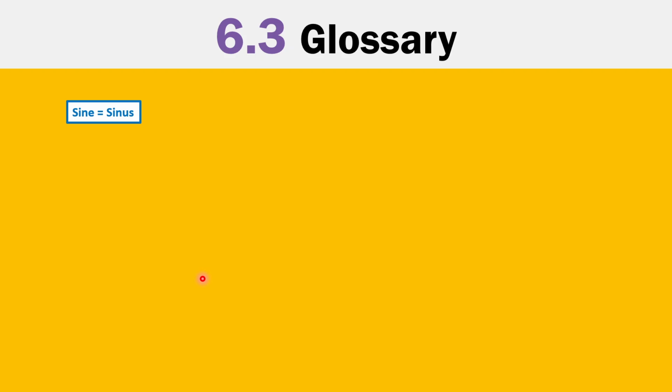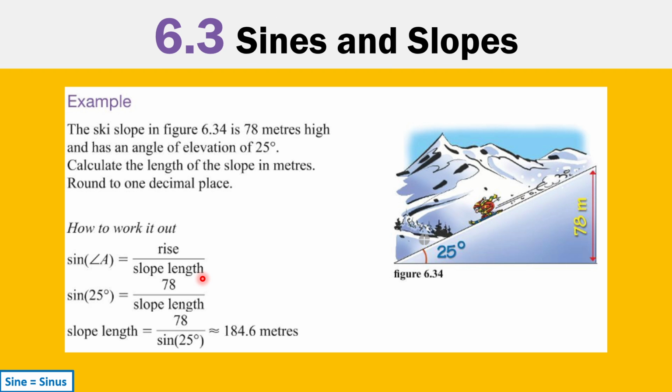So that's going to be 6.3. In 6.4, we're going to elaborate on that, and also we're not going to say rise divided by slope length, but opposite divided by the hypotenuse.